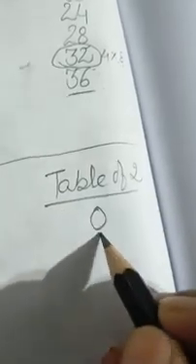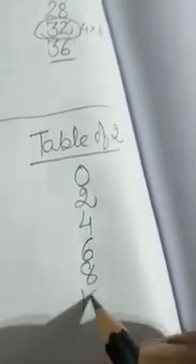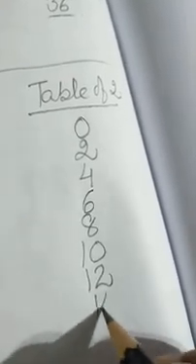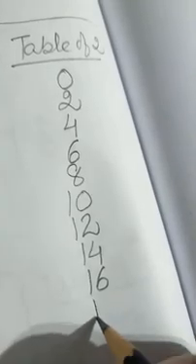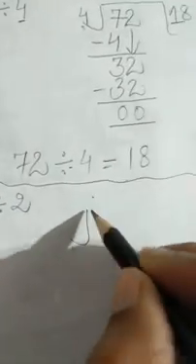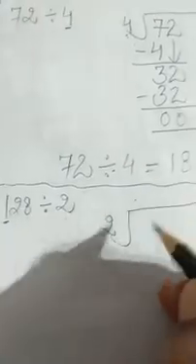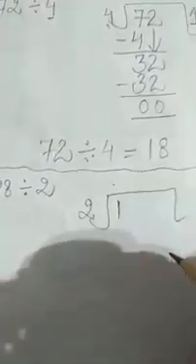We will write 2 zeros the 0, 2 ones the 2, 2 twos the 4, 2 threes the 6, 2 fours the 8, 2 fives the 10, 2 sixes the 12, 2 sevens the 14, 2 eights the 16, 2 nines the 18. Up to 9 only we will write. Now here you can see there are 3 digits. Firstly we will write only 1.